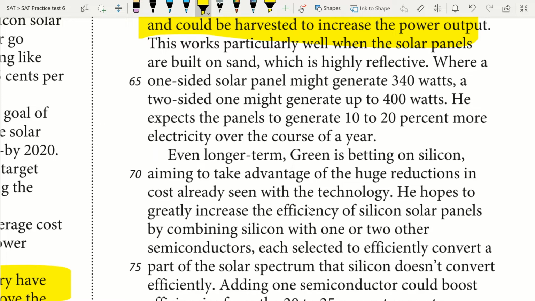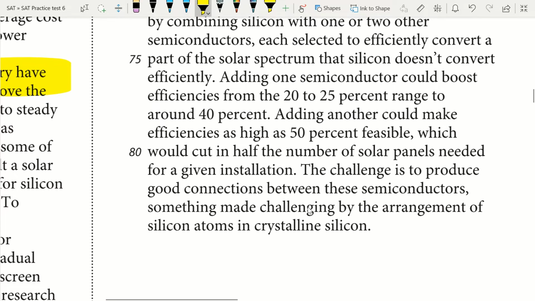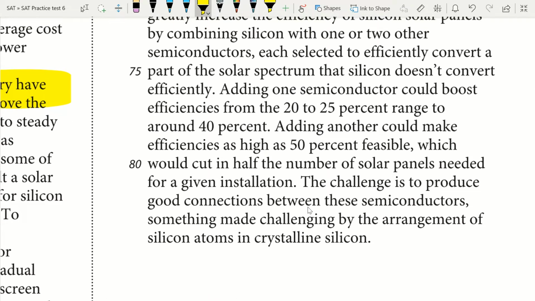Even longer term, Green is betting on silicon, aiming to take advantage of huge reductions in cost already seen with the technology. He hopes to greatly increase the efficiency of silicon solar panels by combining silicon with one or two other semiconductors, each selected to efficiently convert a part of the solar spectrum that silicon doesn't convert efficiently. Adding one semiconductor could boost efficiencies from the 20 to 25% range to around 40%. Adding another could make efficiencies as high as 50% feasible, which would cut in half the number of solar panels needed for a given installation.